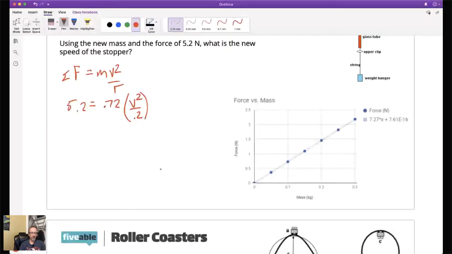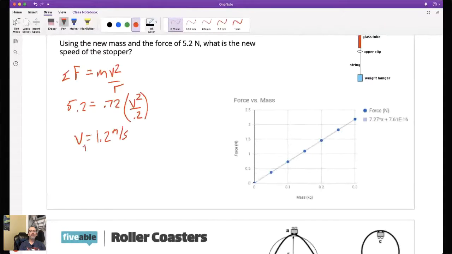So let's go ahead and do the math. 5.2, I'm going to take that and multiply it times 0.2, divide it by 0.72, and then I've got to take the square root of that answer. And I ended up with a number. Yep, that's it. Very good, Abby. Thank you. So that is equal to 1.2 meters per second.